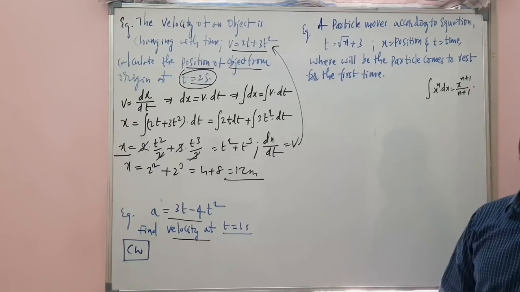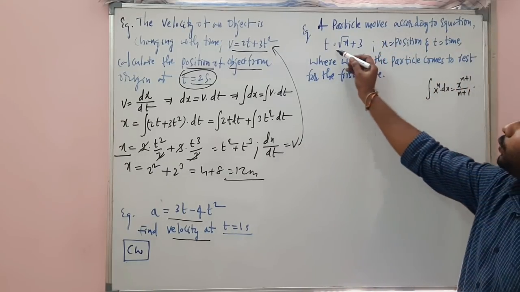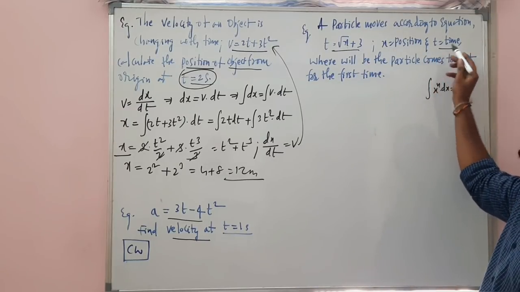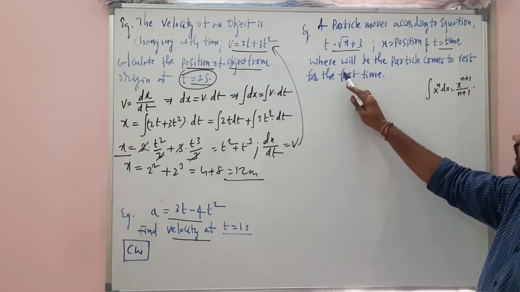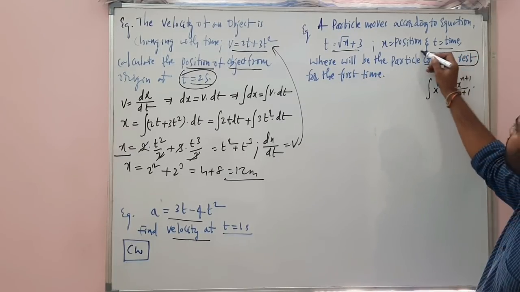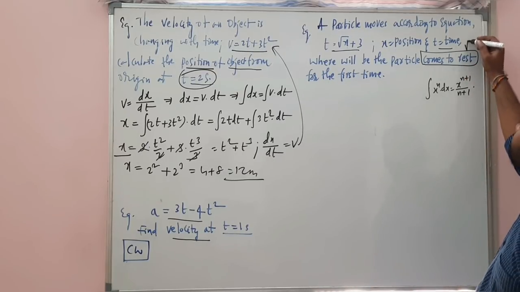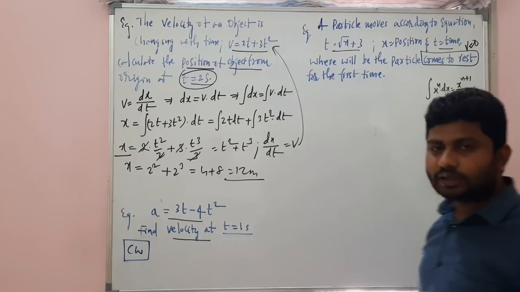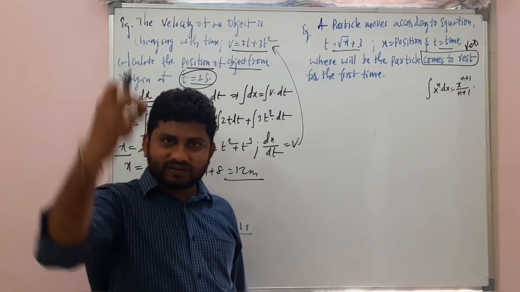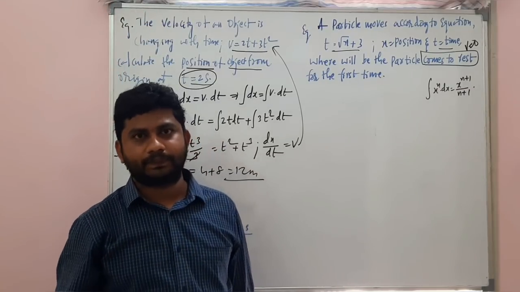Now, a particle moves according to the equation. Look at this equation, where x is position and t is time. Where will the particle come to rest for the first time? Wherever the particle is coming to rest means its velocity is 0. Yes or no? Or speed is 0. Particle is coming to rest means speed is 0 or velocity is 0. That's for sure.